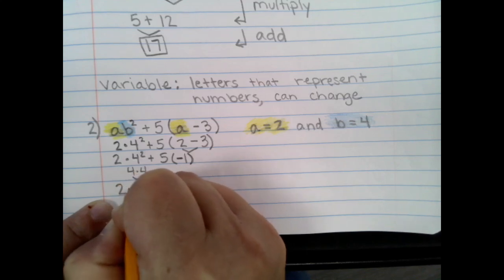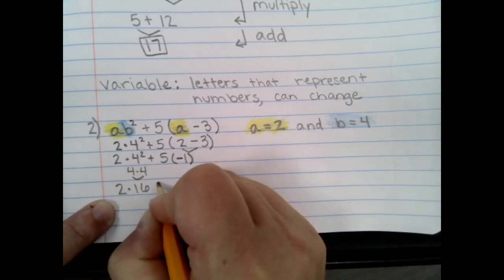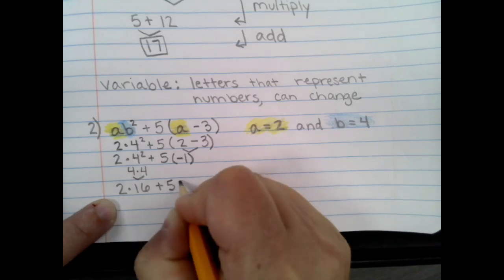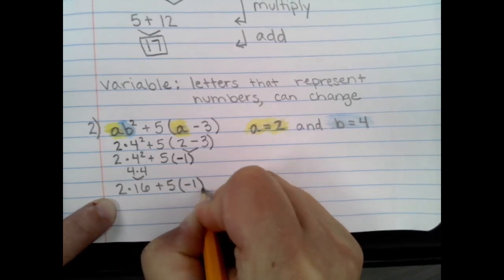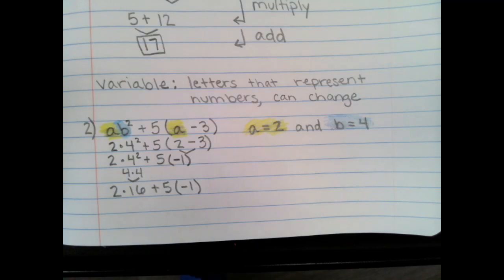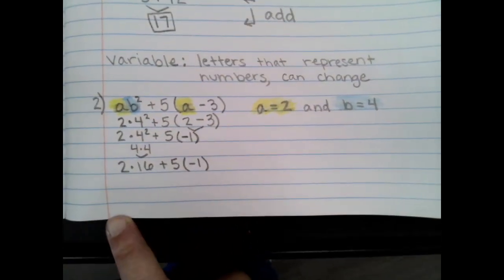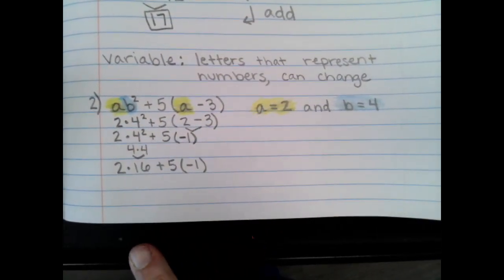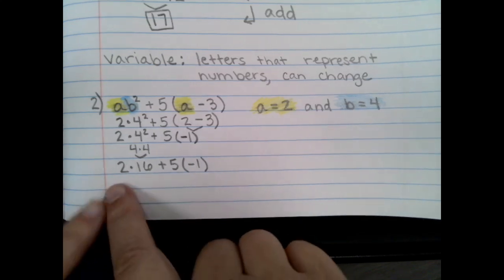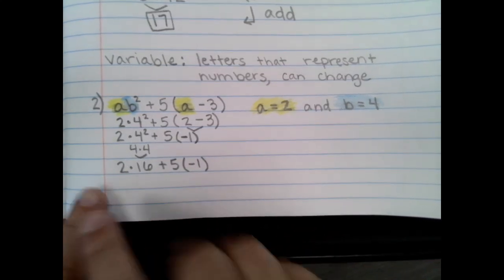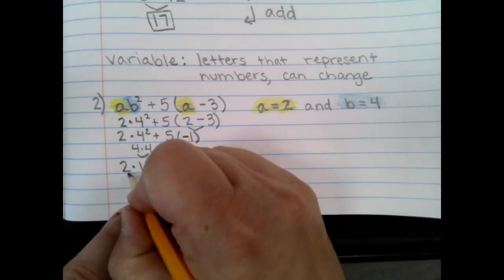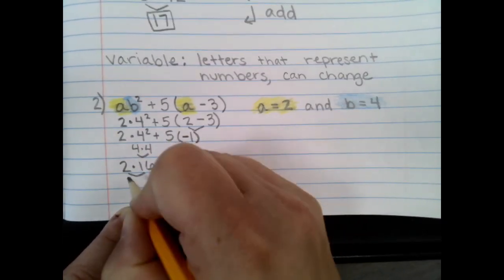16. So we have 2 times 16 plus 5. And really it's times, but I'll use those parentheses, negative 1. Okay, no grouping symbols. We have parentheses, but there's nothing to do with them. Do I have any more exponents to deal with? Multiplying and dividing? Yeah, we have 2 multiplying and dividing. We have 2 multiplying problems, so we're going to go left to right. So 2 times 16 first is 32.